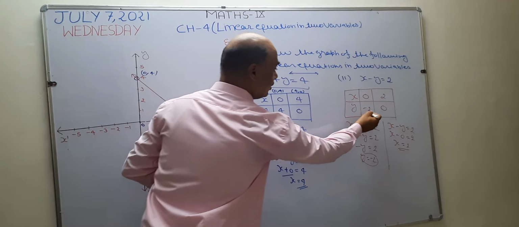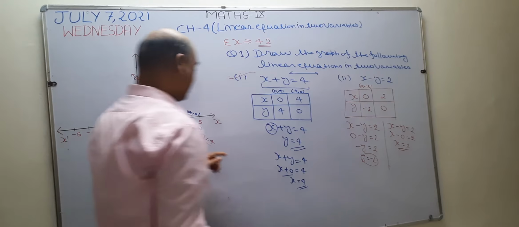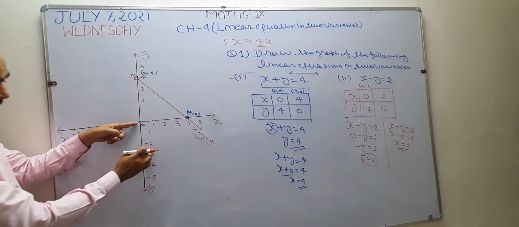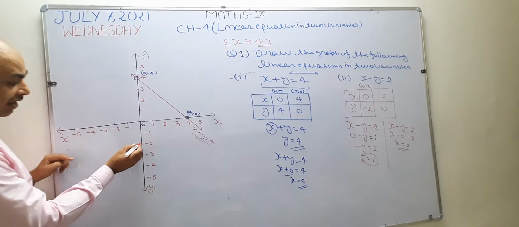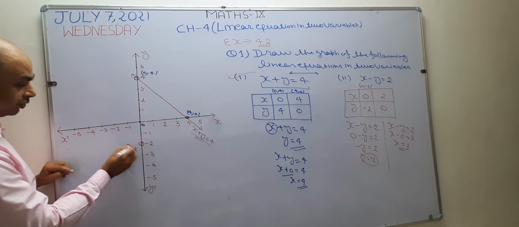Next point is minus 2. So you have to read it as 0 and minus 2. I take x 0, the value of y is minus 2. Where is minus 2? Here, downward, the negative sign is there. So I take this point. So the coordinates of this point become 0 and minus 2.